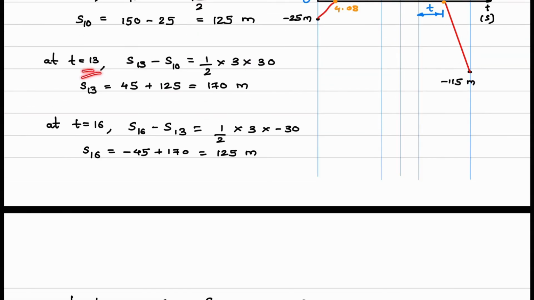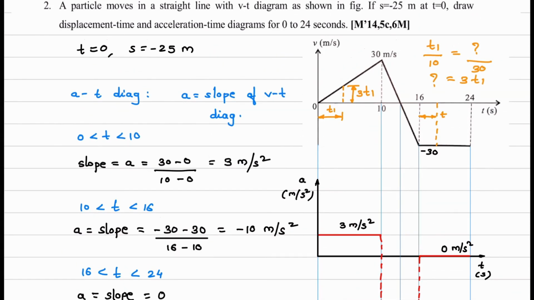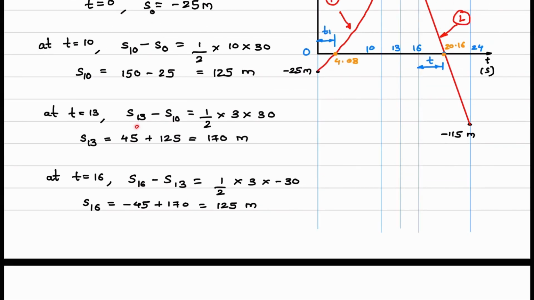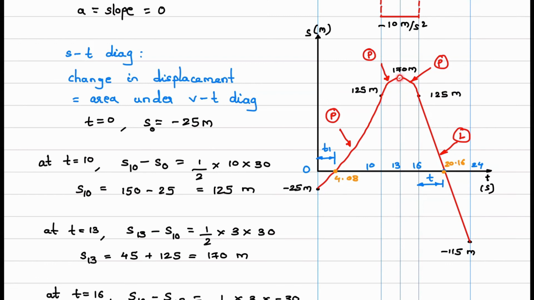t equal to 13 seconds, we can write S13 minus S10 equal to, what is the area under VT? So area will be area of this triangle. Half into base is 3, into height is 30. So S13 minus S10 is that area. Substitute this value, whatever we have calculated, S10 over here. Okay, we will get S13. We have marked S13 point over here.